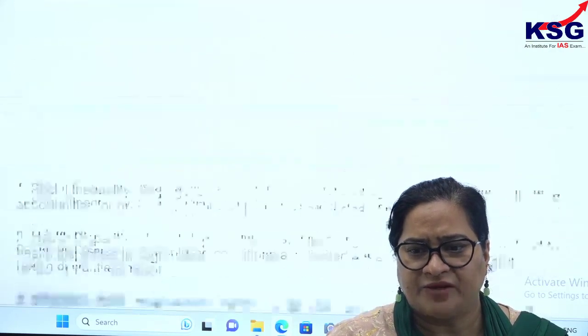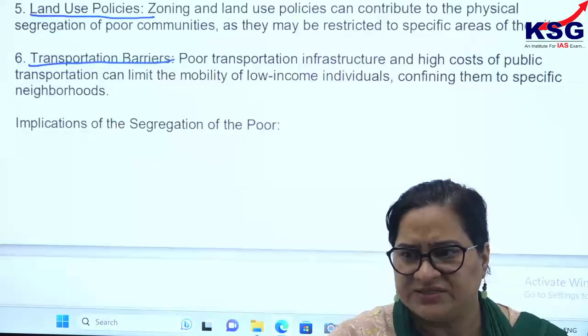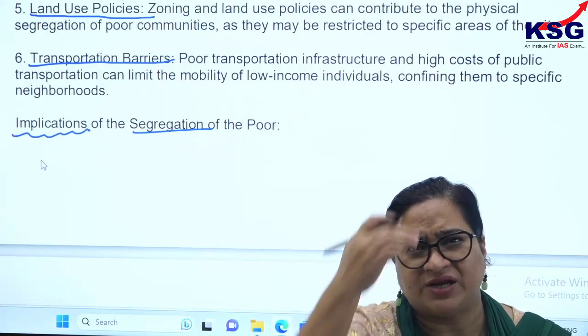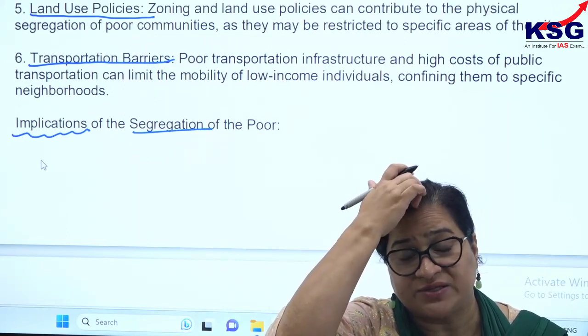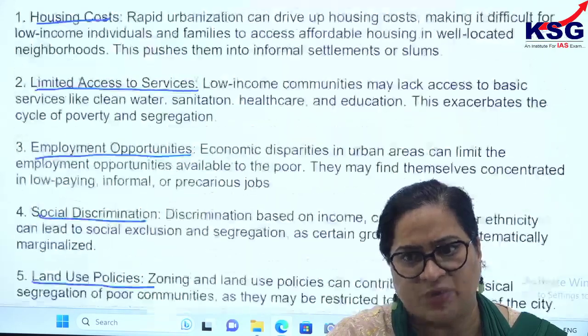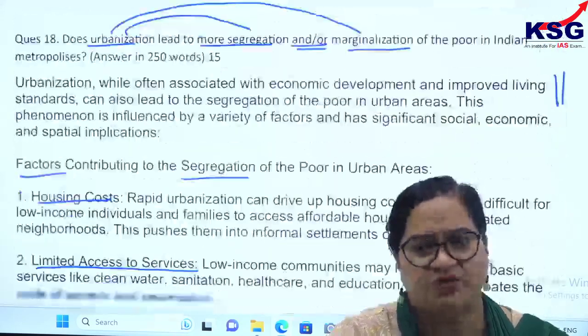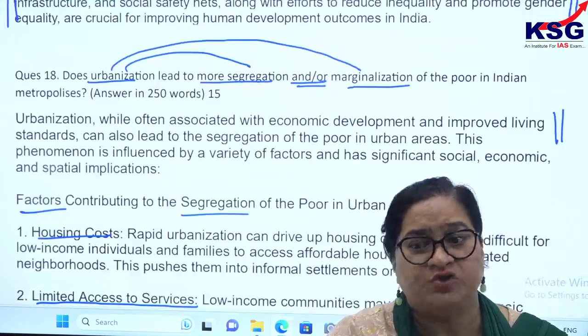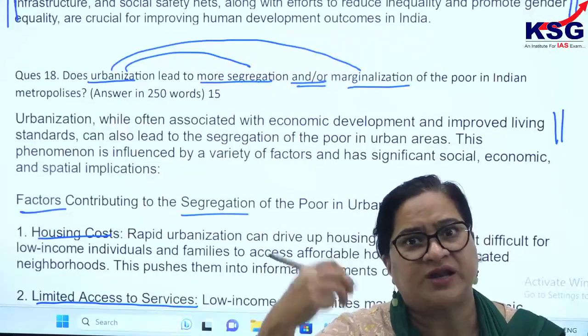Then further you can see the possible implications of segregation, what impact it can generate, very briefly, because the question is not on the impact of segregation. Mind the question, always memorize the question. Does urbanization lead to more segregation? You will be saying yes, and why? What are the reasons?